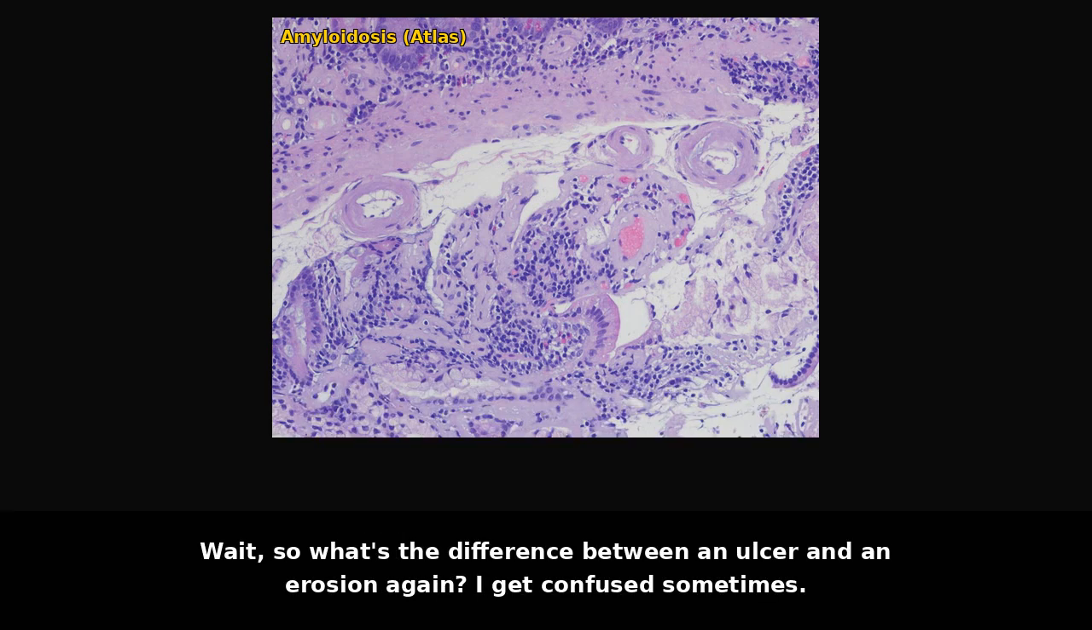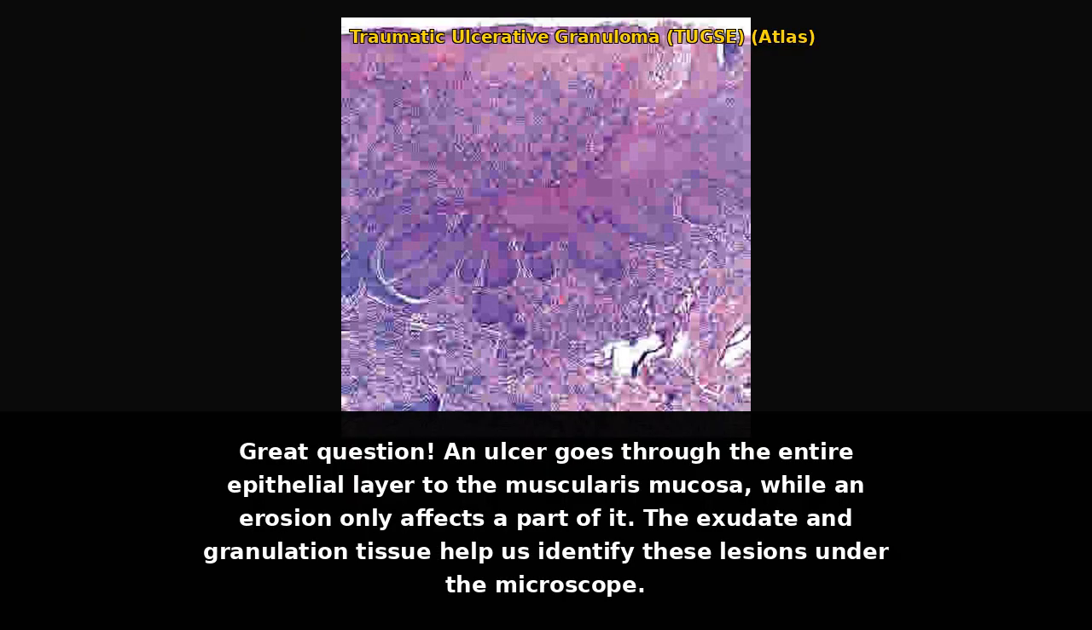Wait, so what's the difference between an ulcer and an erosion again? I get confused sometimes. Great question. An ulcer goes through the entire epithelial layer to the muscularis mucosa, while an erosion only affects a part of it. The exudate and granulation tissue help us identify these lesions under the microscope.